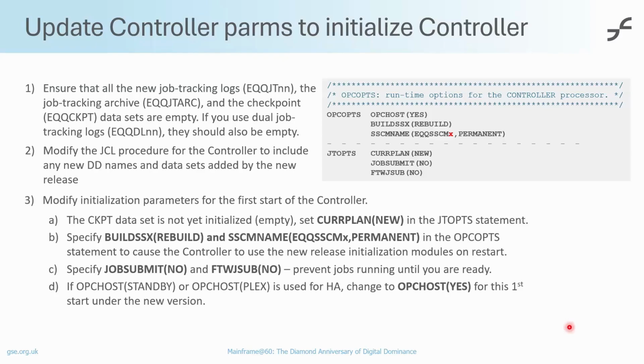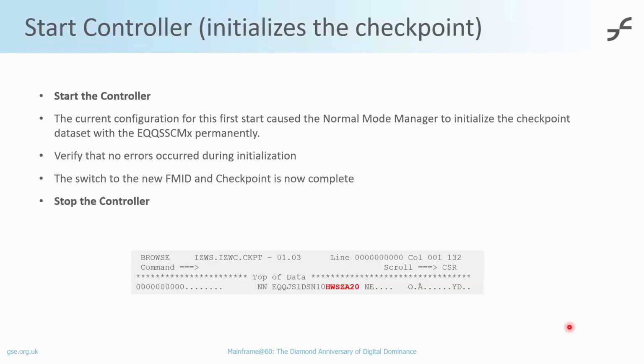What about the job submission? Specify JOBSUBMIT(NO) and the fault tolerant job submission NO. So you will prevent any job from running until you are ready. And if you use OPCHOST standby or PLEX for high availability, change them to OPCHOST(YES), just for this first start under the new version. At this point, if you did this, you can start your controller.